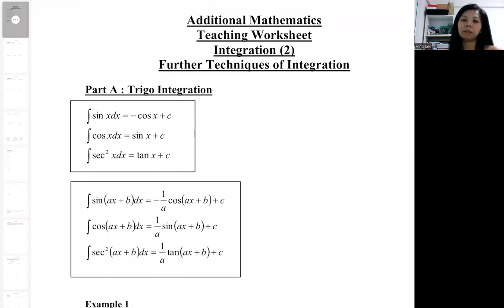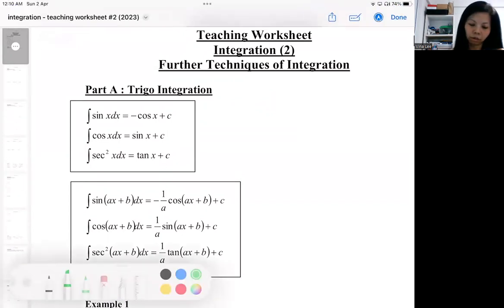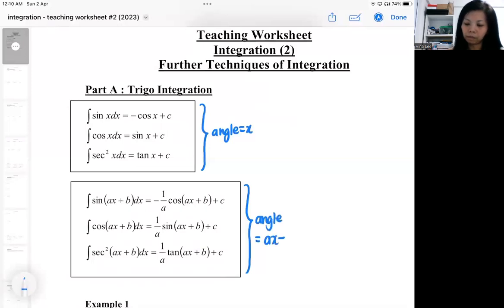Okay, so for the trigo integration, there will be these two blocks of basic formula. For these two blocks of basic formula, the only difference is whether the angle is x or whether the angle is a linear function. So the angle here is x, and the angle here is a linear function. It doesn't work for angles that are other functions like quadratic or other things. So very strictly, it is only for these two types of angle.